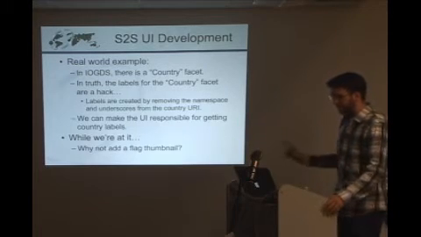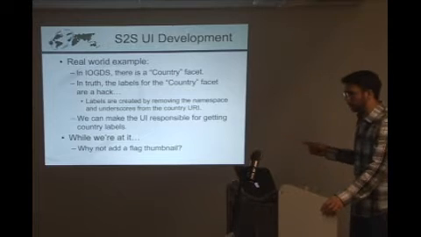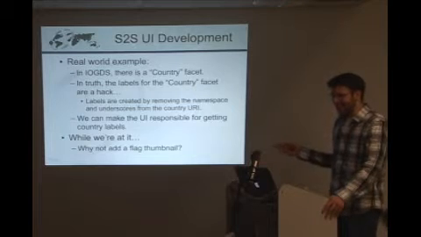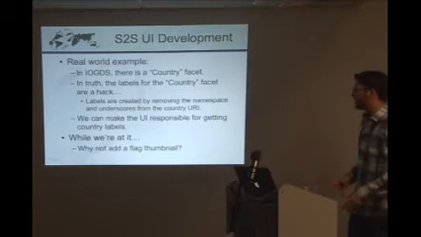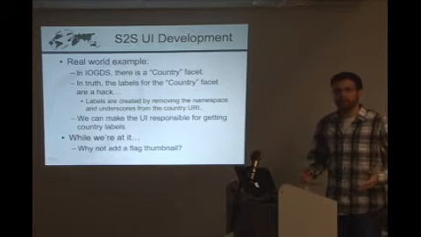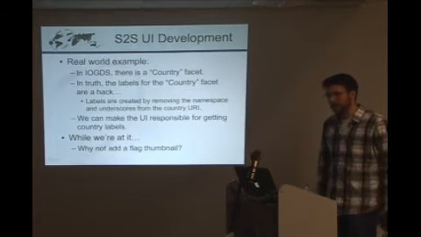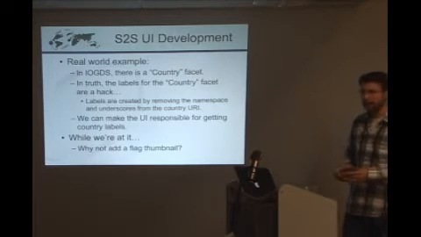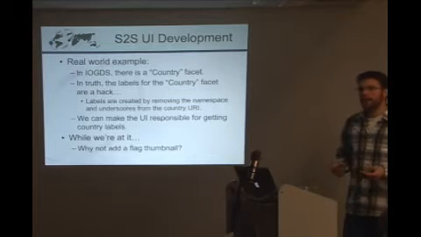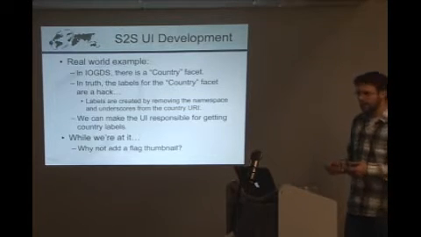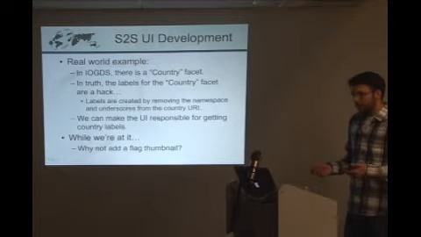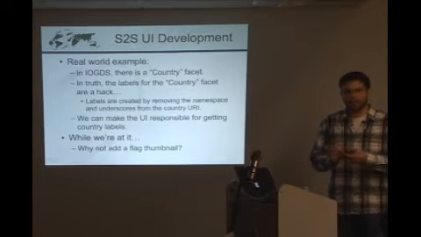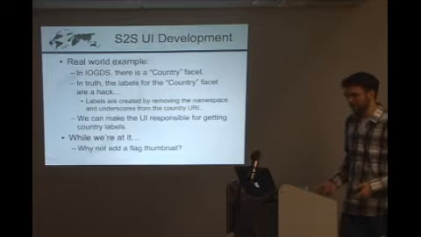Good. So this is actually one of the more fun things, and I worked on this mostly this afternoon. In IOGDS there's a country facet, and this is going to be a real world scenario for how the S2S UI development happened. The labels for a country are actually kind of a hack at this point. In the underlying IOGDS data, all we have is URIs to DBpedia countries. And the way that those labels are generated from the URIs is we remove the namespace and then we remove the underscores. It's really kind of an ugly way of generating labels.